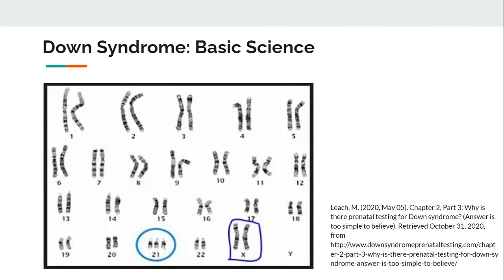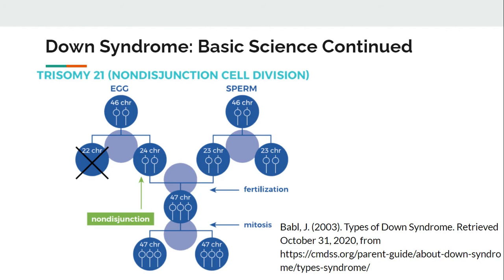This is a karyotype showing Down syndrome and showing the extra copy of chromosome 21. And here is another image showing that extra chromosome from the egg on the mother side. This is also known as non-disjunction cell division. So once the chromosomes divide on the mother side, there was an extra chromosome on one side. So there were 24 chromosomes instead of 23. And when fertilization occurred, the offspring resulted in having 47 chromosomes instead of 46 chromosomes.